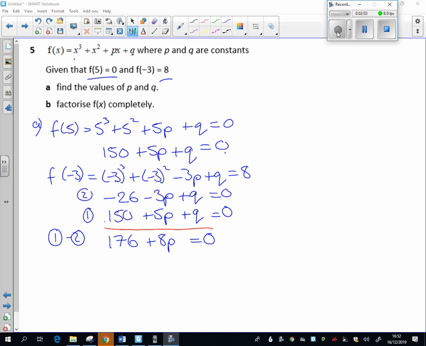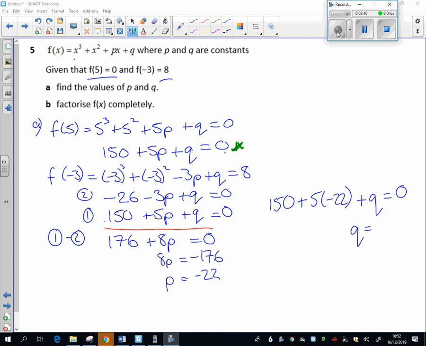So there's quite a few different ways you might rearrange that to solve. So the way I've got it, I'm going to end up with 8p equals minus 176, and then if I divide through by 8, I get p equals minus 22, and then as always with simultaneous equations, don't forget to find the second value. So I can go and pick whichever one of these, so I think I'll use that one. So 150 plus 5 times p plus q is 0, which gives me q is minus 40.